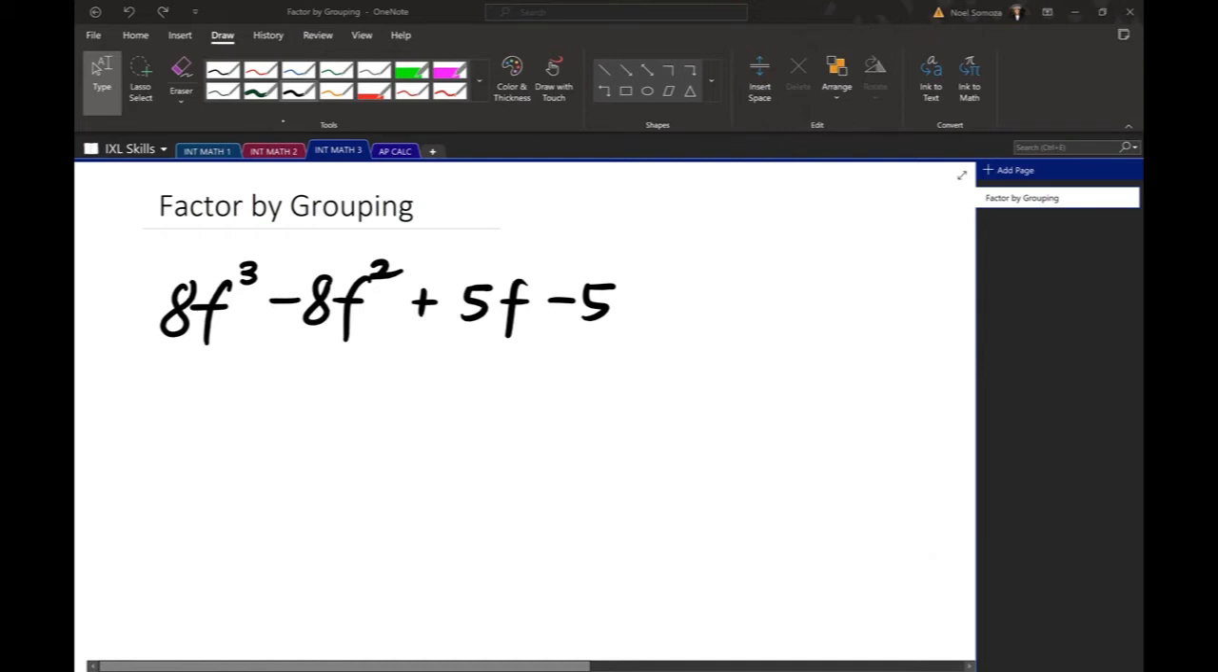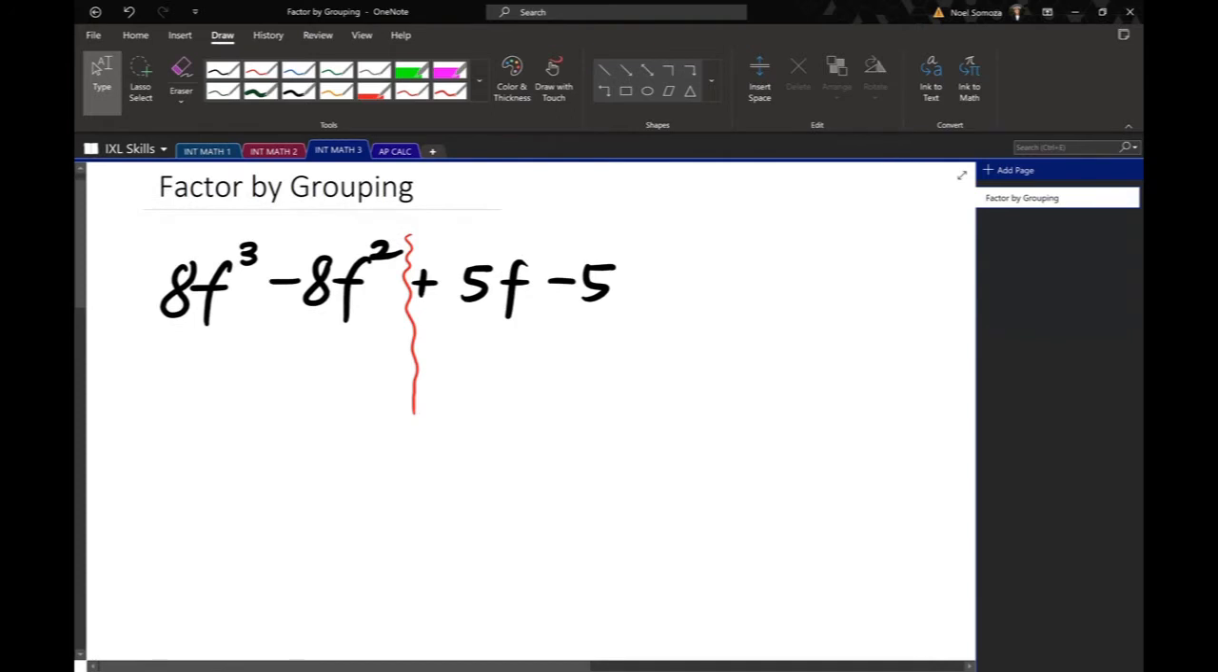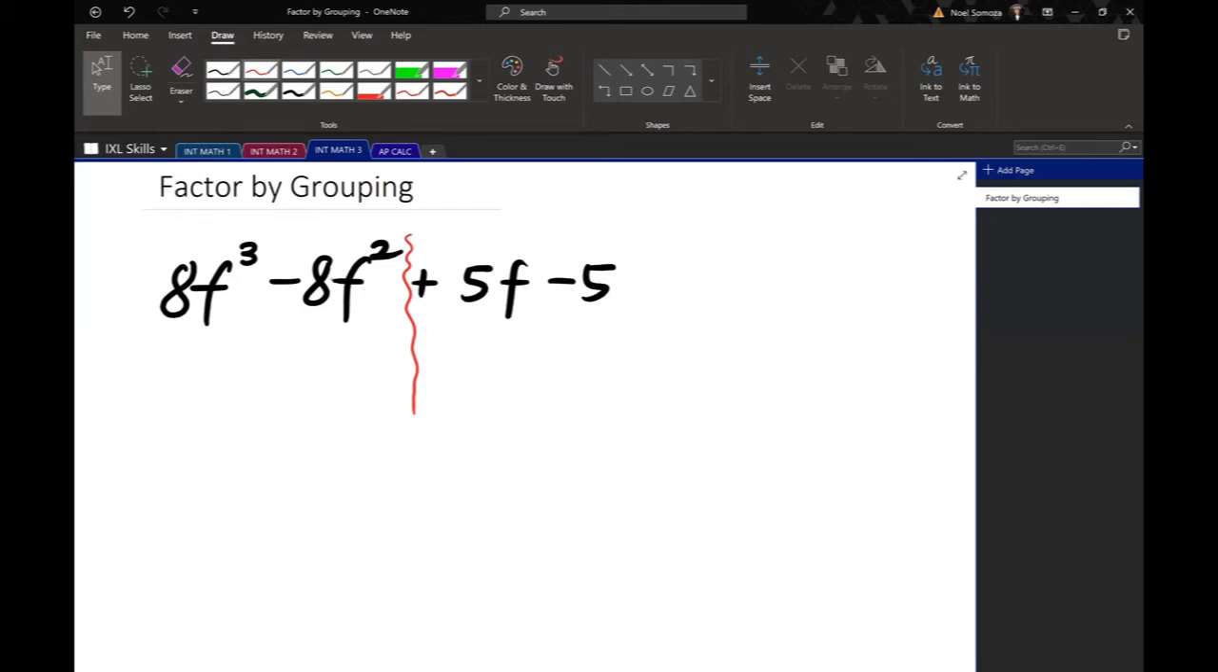What I mean by that is, the way that my terms are listed, I'm only going to focus on the first 2 terms. So I'm going to draw a little division symbol here to split this up, and I'm only going to focus on those first 2 terms, 8f to the third minus 8f squared. And what I'm going to do is use GCF, but only on the first 2 terms. So we're going to look for the greatest common factor of the 2 terms.